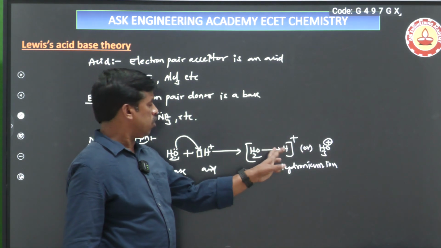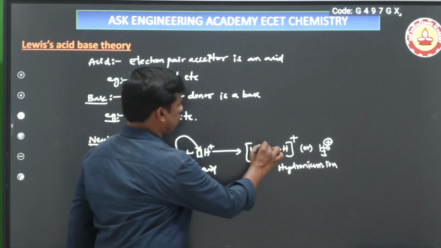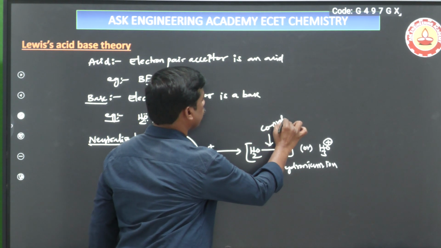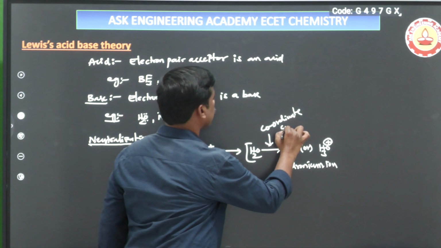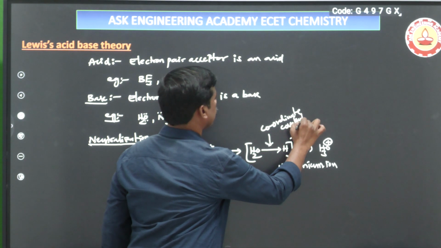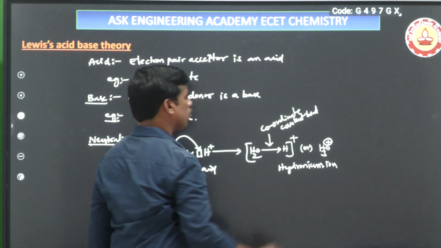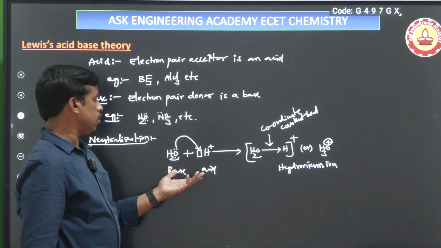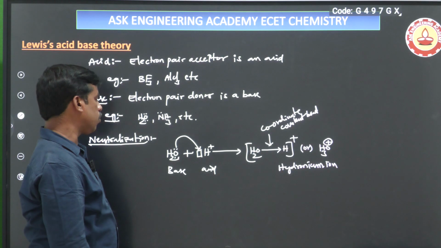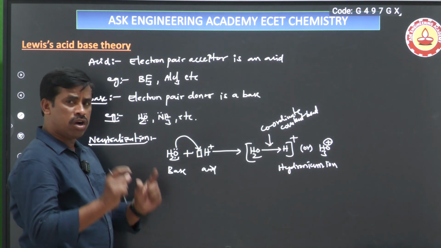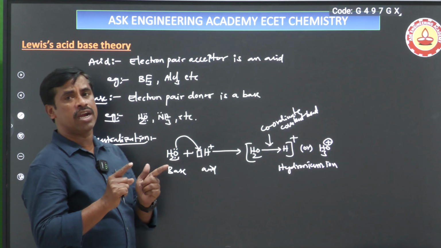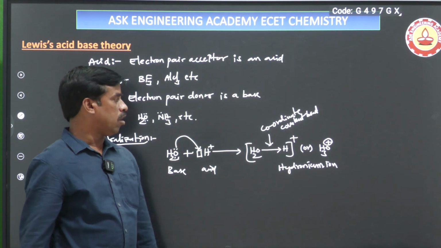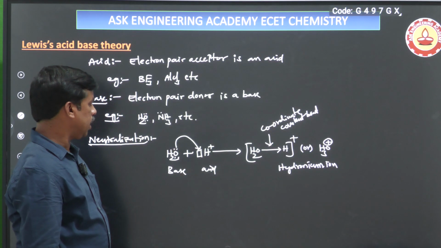Here finally, this bond is said to be what? Coordinate covalent bond. What is a coordinate covalent bond? When any one of the atoms can donate the bond formation electrons, it is said to be a coordinate covalent bond. Bond formation electrons, any one of the atoms can donate. This is called a coordinate covalent bond.